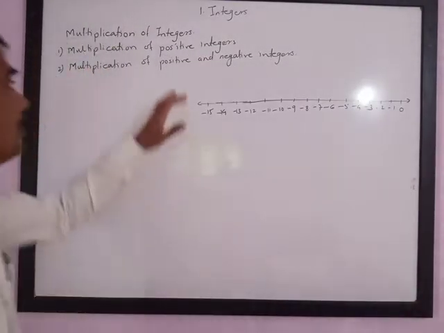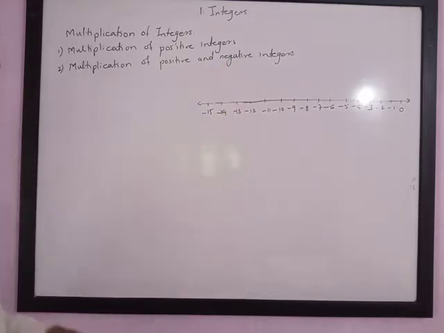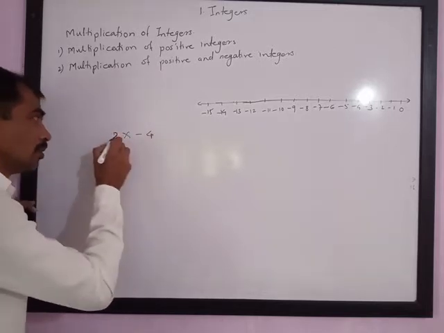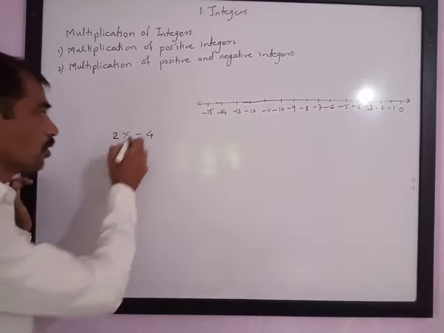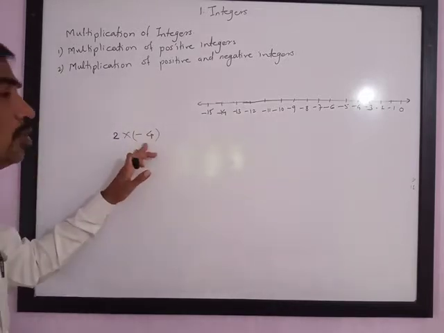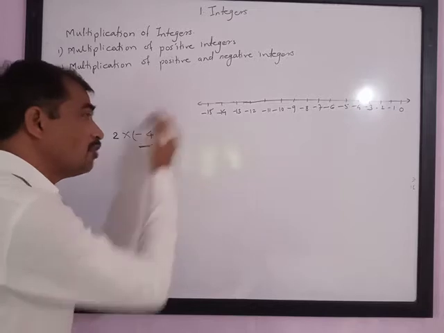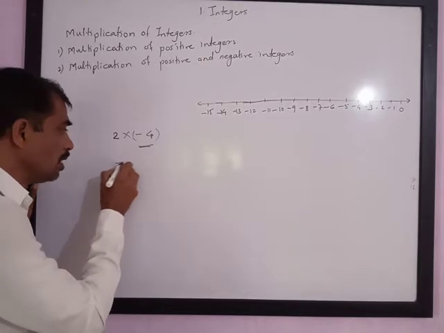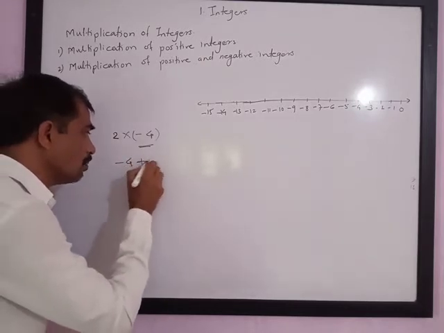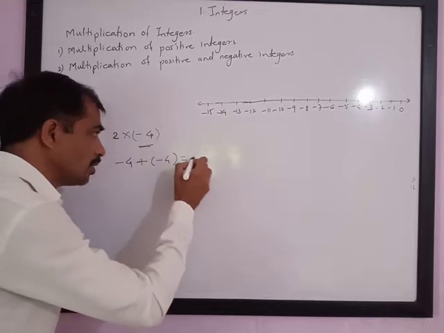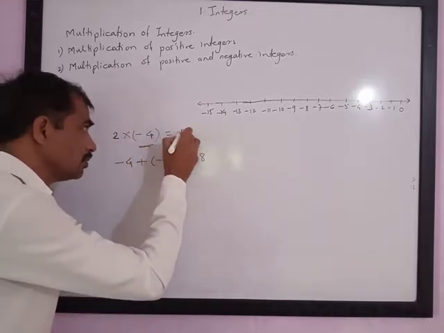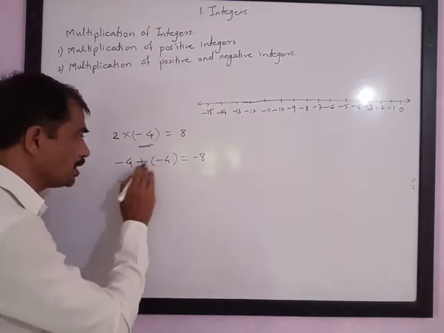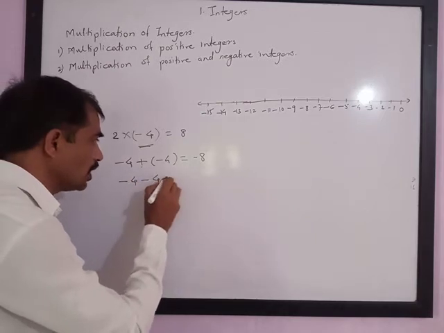Now let us understand the multiplication of a positive and a negative integer. If it is 2 multiplied by minus 4. Please understand, this is negative 4. It means we have to jump to the left hand side. We have already studied negative integers are to the left hand side. This is actually minus 4 plus minus 4 added 2 times. This is equal to minus 8. 2 fours are 8. Now this can be understood with the help of a number line like this.